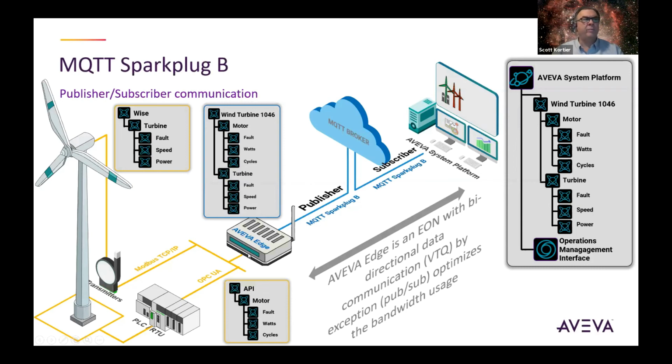We can collect using a Viva Edge running on, let's say, a low-end piece of hardware, either over OPC or one of the built-in drivers that we have, collect that information, and via MQTT with Spark-Plug-B, pass that to a broker. So we act as a publisher in this case. And then other software products such as System Platform can grab that information. They can subscribe to that.